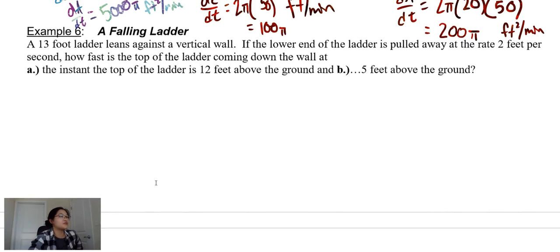We have a 13-foot ladder, and that is leaning against a vertical wall. So we're going to draw a picture, right? We have a ladder. This is a ladder. And that's leaning against a vertical wall. And the end of the ladder is being pulled away at a rate of 2 feet per second. How fast is the top of the ladder coming down the wall when the top of the ladder is 12 feet above the ground and when the top of the ladder is 5 feet above the ground?